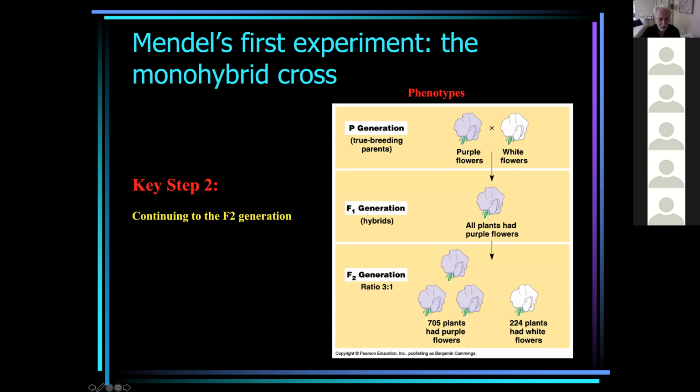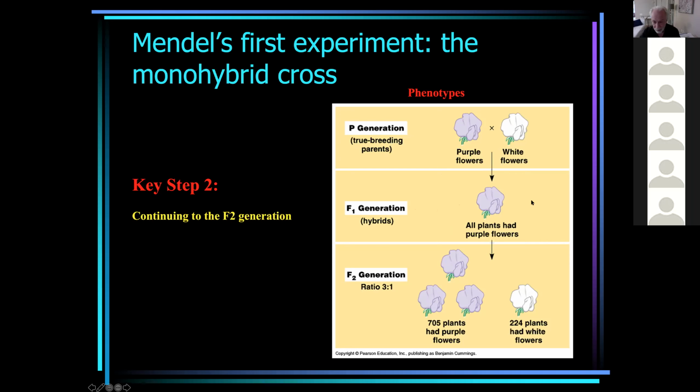Key step 1 is to develop inbreds, true breeding lines. Step 2 is to continue to the F2 generation. So the parental generation, and these are all phenotypes, the true breeding parents for the parental generation, purple was crossed with white. And in the F1 generation, instead of getting a continuously spreading population of progeny, he got just one type, all purple.